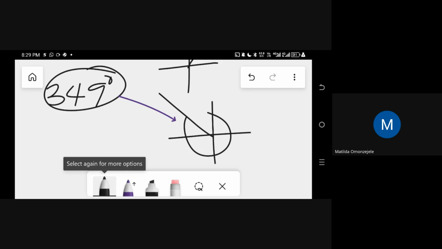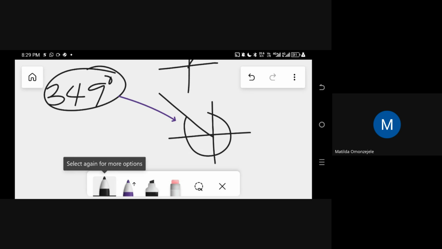Because 349 is a bigger number than the rest of the angles, and you can find 349 in the 270 to 360 angle. That is the fourth quadrant. Very good. So that is the exact reason why we can find it there.